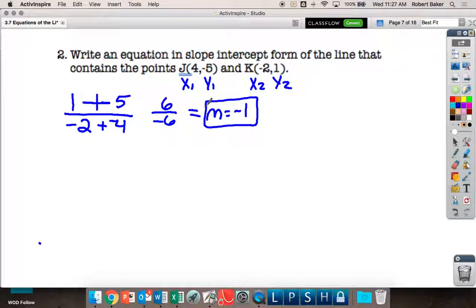Do I have enough information to write an equation? No, you need the y-intercept. So right now I have y equals -1x plus something.